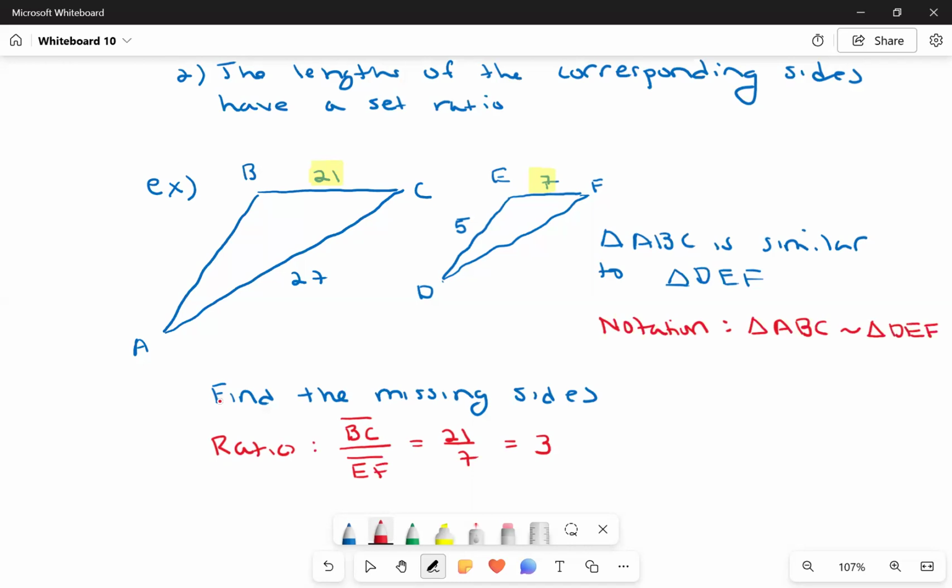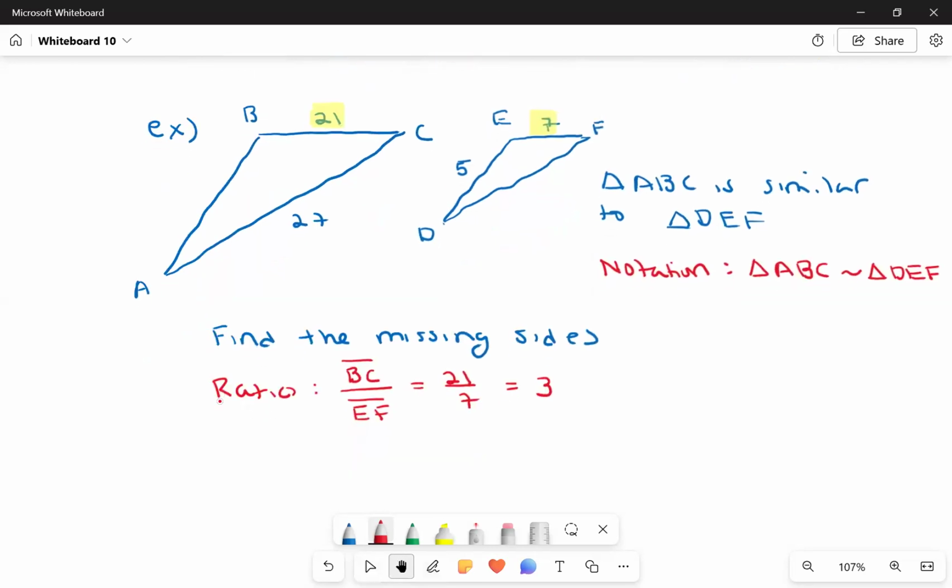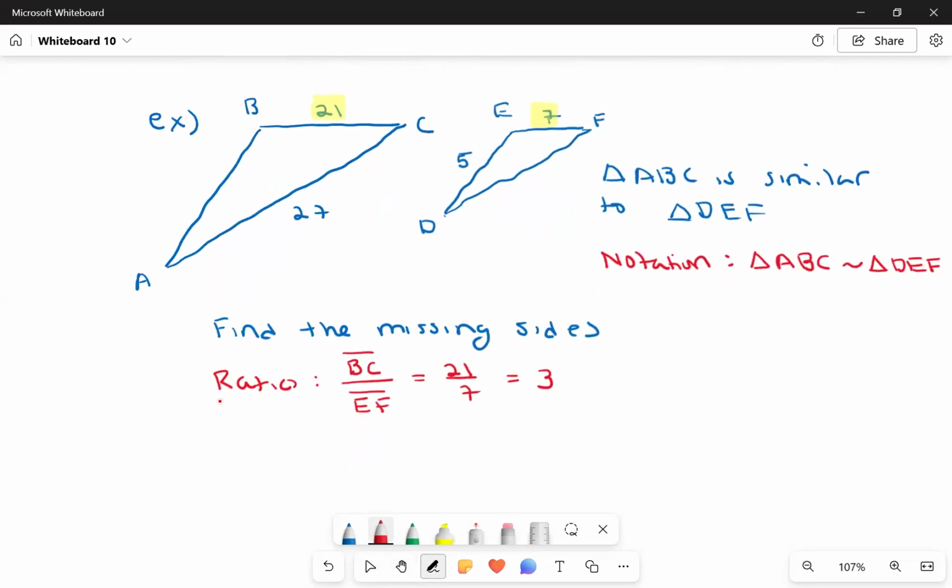Okay, so using this, I can find the missing sides. If I'm wanting to find side AB, I need to compare it to side DE. Side DE is 5, and it's got to come out to 3. So what's AB going to be? Well, it's going to be 15. That's how I'm going to get 3. I don't really need to write it in this notation. I'm just emphasizing that we're talking about a ratio.